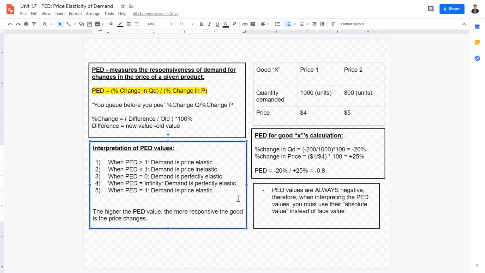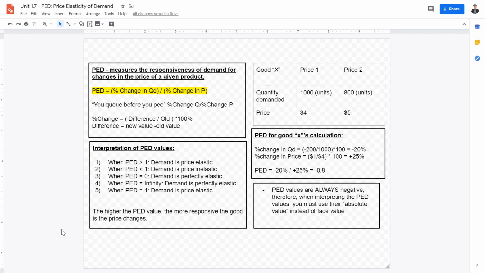As a result, we're able to say, when looking at the interpretation of PED values, that good X is relatively price inelastic, which means that changes in price do not affect quantity demanded by more than a marginal amount. So if you are a firm, you are incentivized to change your prices to a higher rate. But that's a lesson for next time.